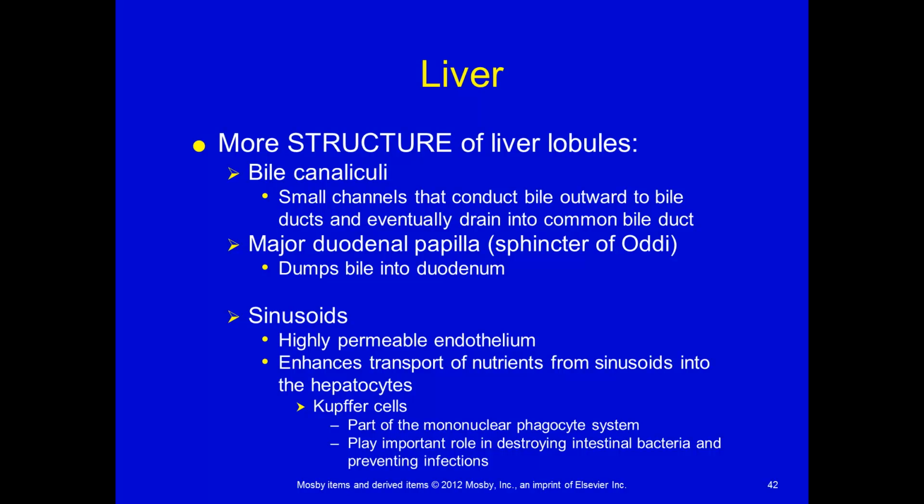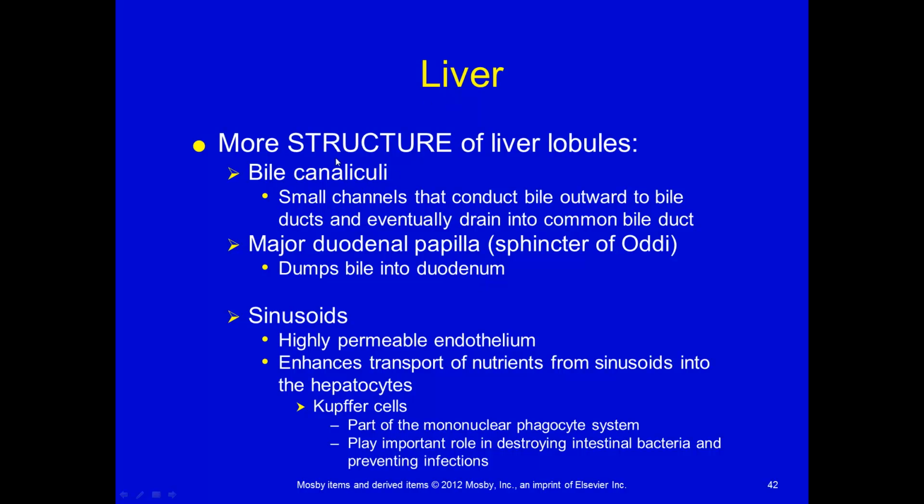Just a little bit more of a discussion regarding the structure of liver lobules. So you have the bile canaliculi, which are the small channels that conduct the bile outward to the bile ducts and eventually drain into the common bile duct. You also have the major duodenal papilla, the sphincter of Oddi, which dumps the bile into the duodenum.